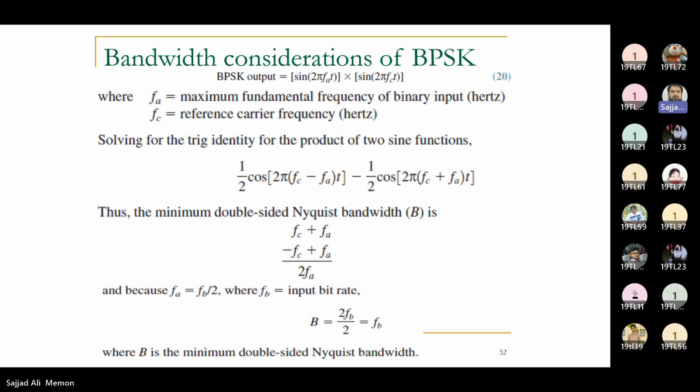So solving this trigonometric identity for the product of two sine functions, we can apply a half angle formula. This can be seen as part of the formula cos alpha minus beta; in that you will have the second part, where you will find sine alpha and sine beta. So we can replace this with the half cosine angles of alpha and beta. So that reads as 1/2 cos 2 pi (fc minus fa) t. That is alpha minus beta, and this is alpha plus beta.